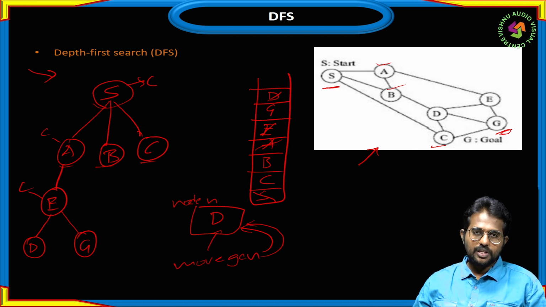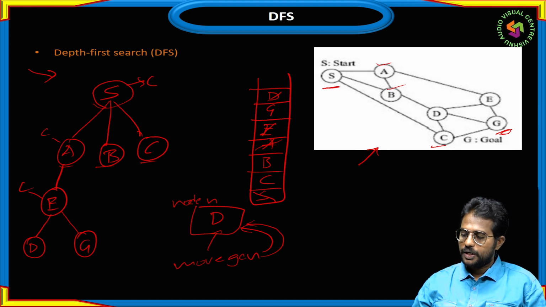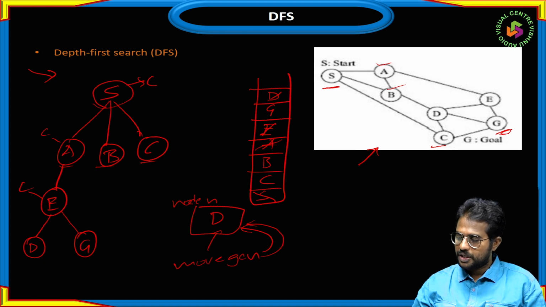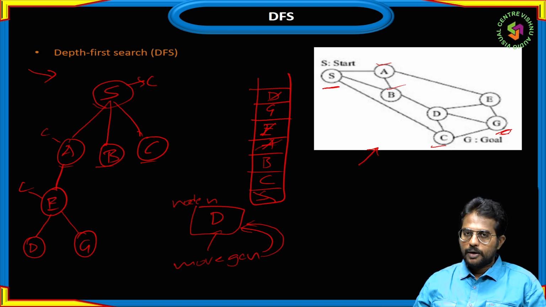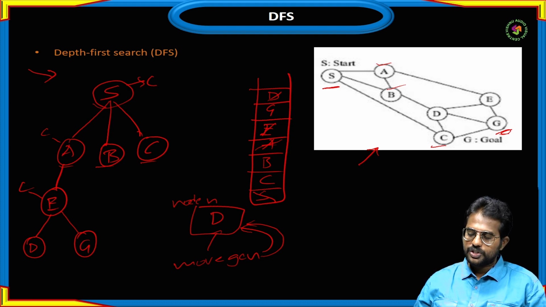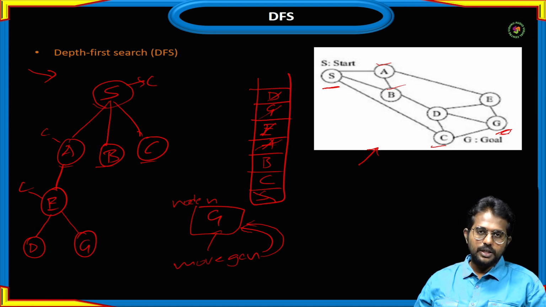Again I will check the while condition, whether the goal condition is reached. The goal condition is not reached. Next I will check whether the stack is empty. The stack is not empty, so I will execute the while loop. The first statement is to apply the pop operation on the stack. G will be deleted and stored in node N. Then I will check whether node N is a goal node or not.